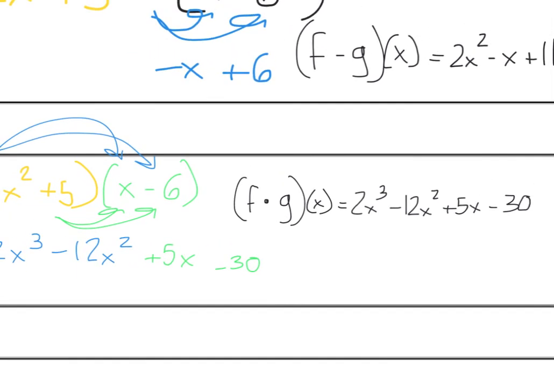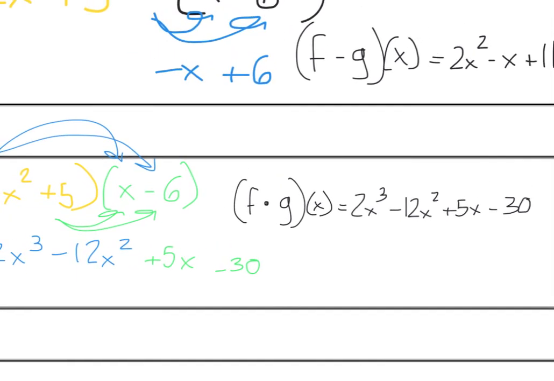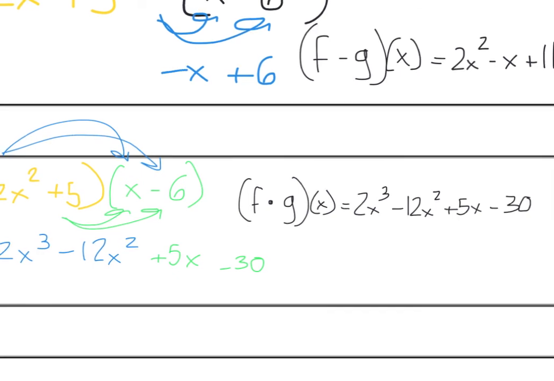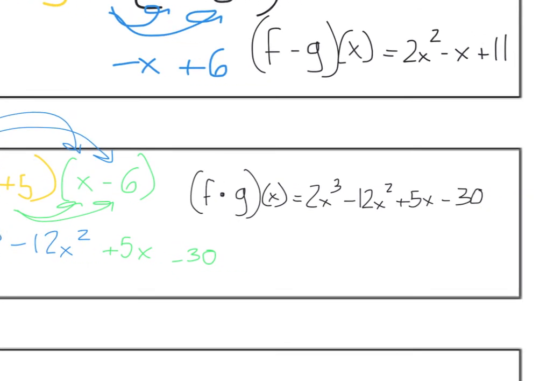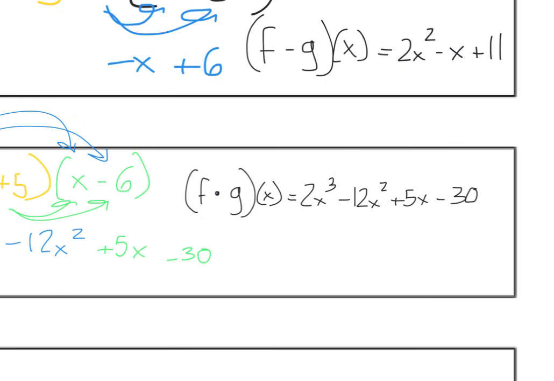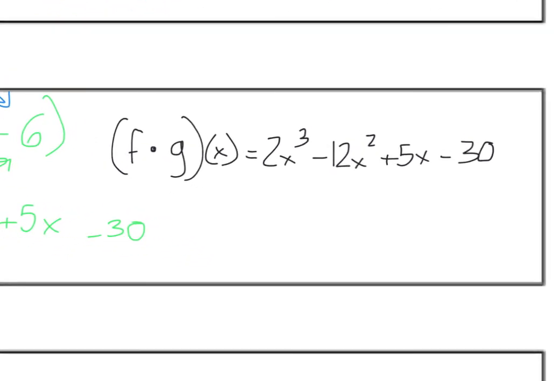And if we needed to, substitute in a number for f and a number for g and multiply them together, we could do them both separately and multiply the results, or I could plug that number into just this function and it would do all of that work for me.